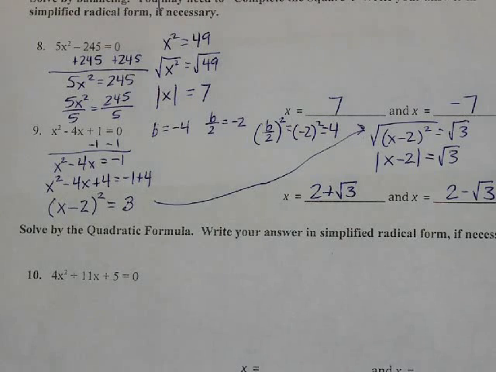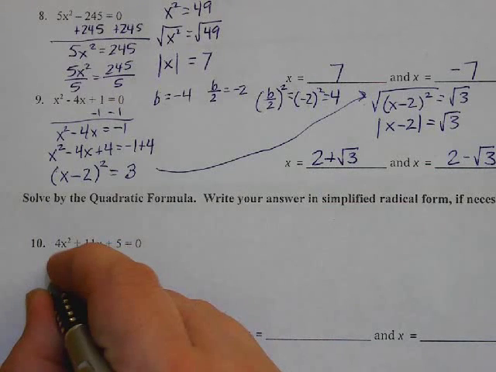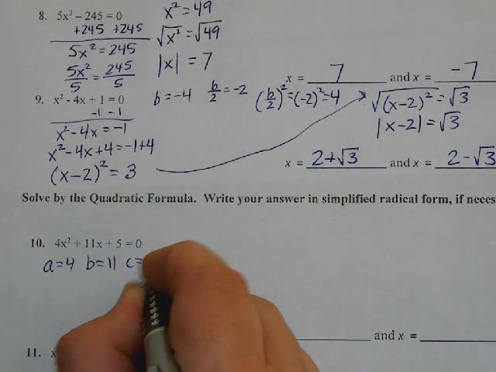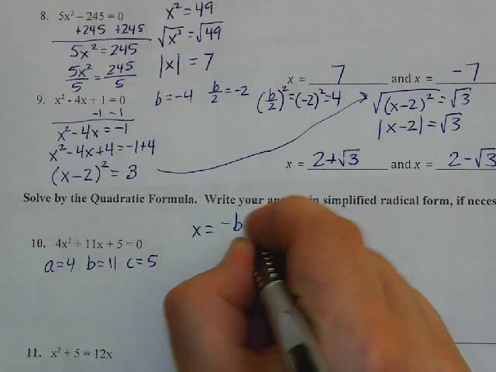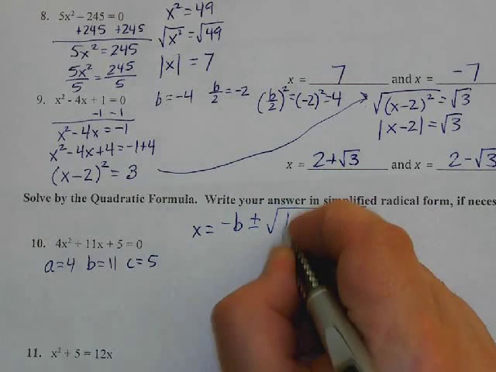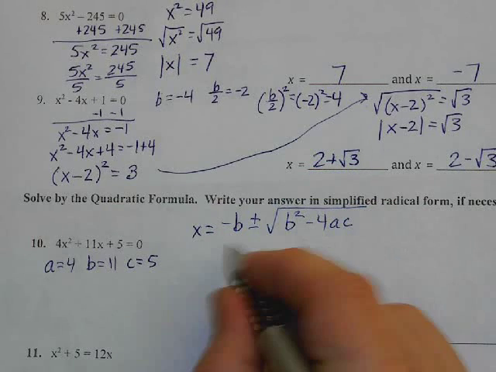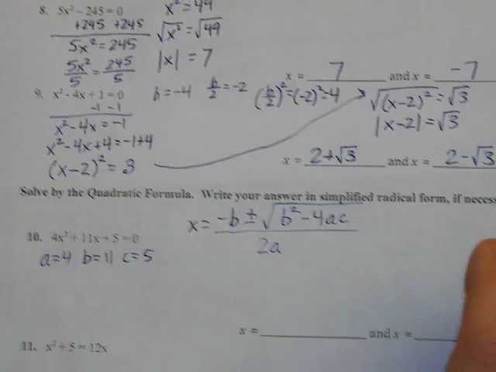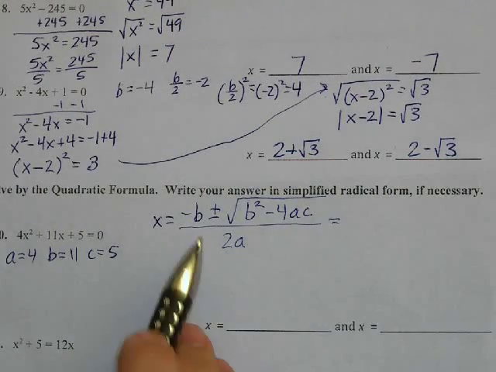Okay, in the last two problems, quadratic formula. The quadratic formula works if it's in general form, which number 10 is. So in this case, my a is 4, my b is 11, and my c is 5. Now, I will give you the quadratic formula for tomorrow's test, or today's test if you're listening to this Friday morning. You just need to know how to substitute and simplify.